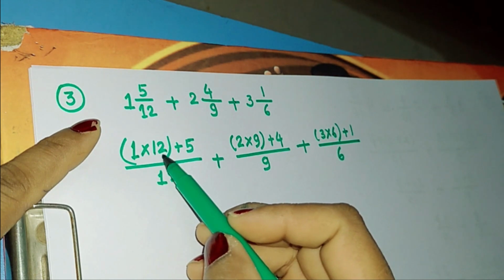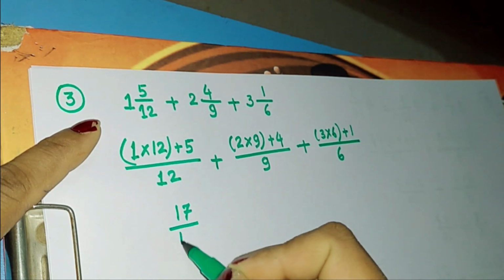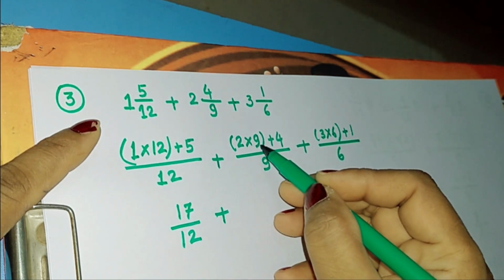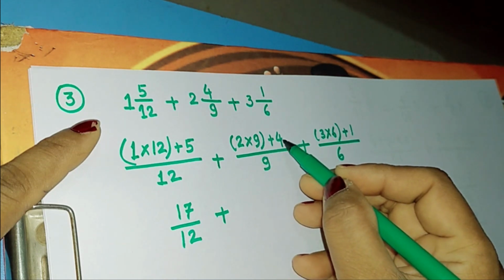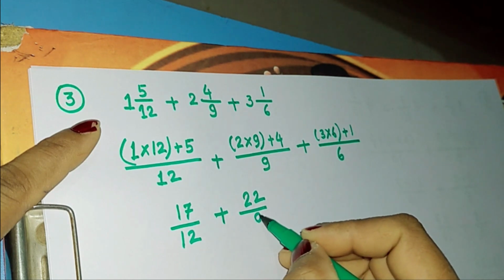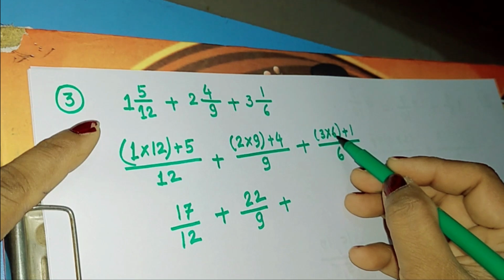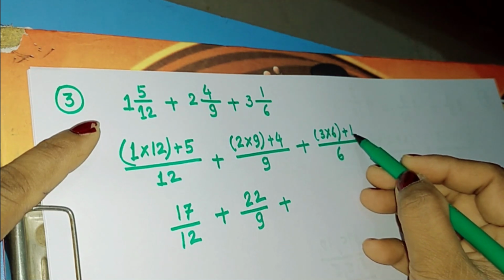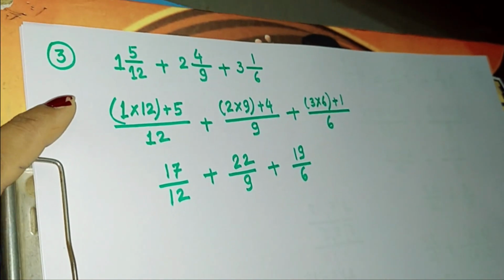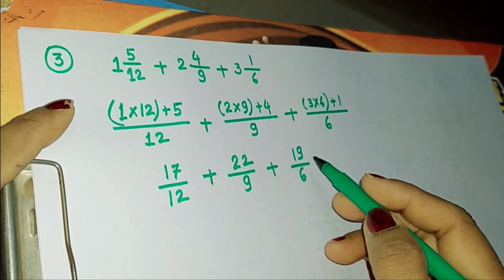So here 12 cross 1 is 12 and plus 5 is 17 by 12. Here this plus is here. Next 2 cross 9 is 18. 18 plus 4 is 22. So here 22 by 9. Next this plus is here. Now 3 cross 6 is 18. 18 plus 1 is 19. So here 19 by 6. Now all the mixed fractions are here in the form of improper fractions.